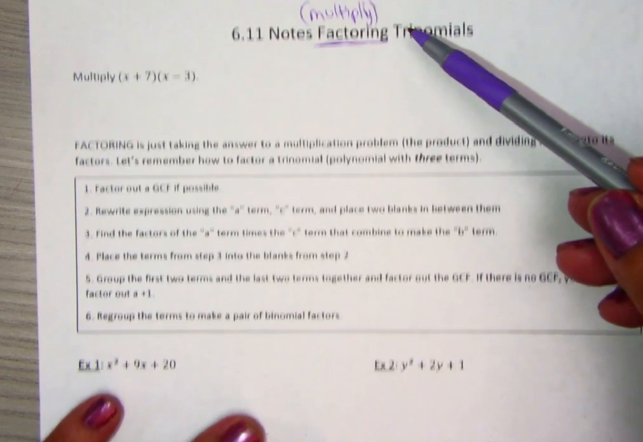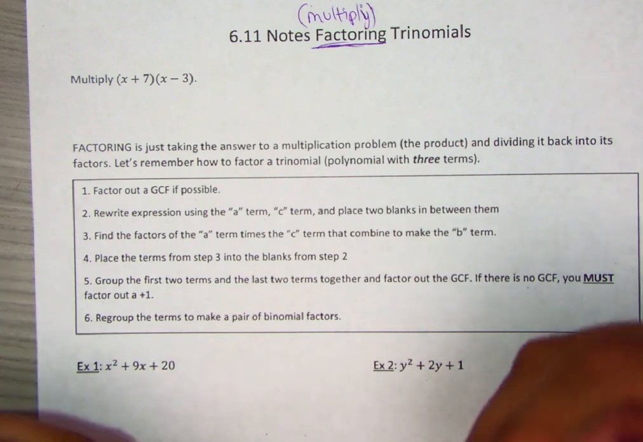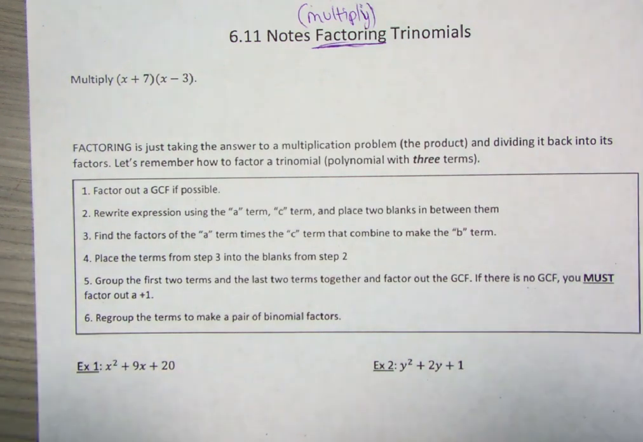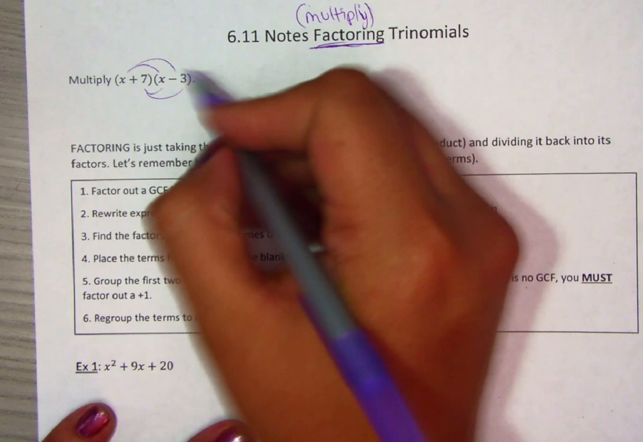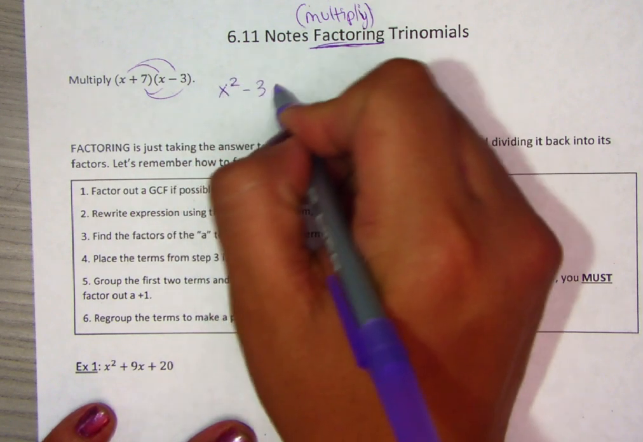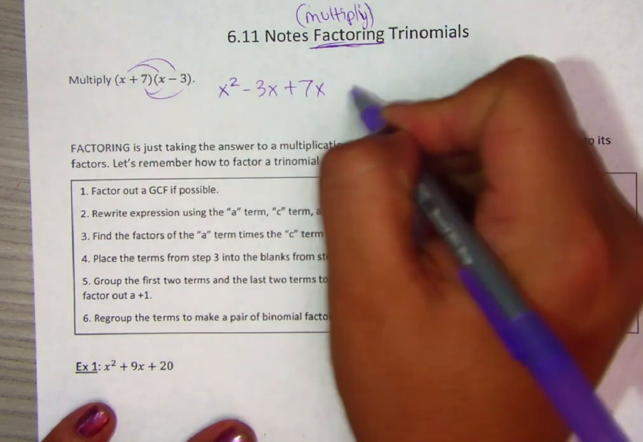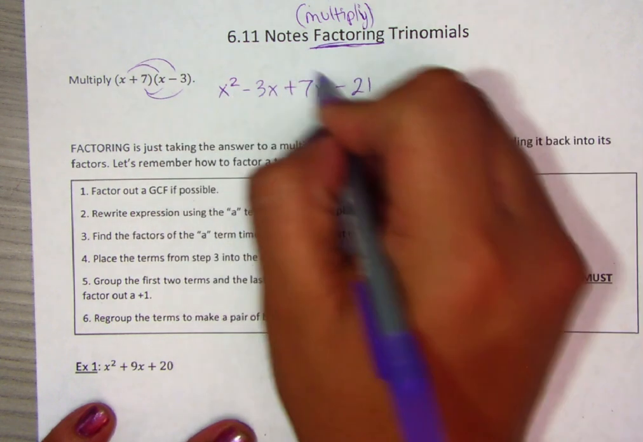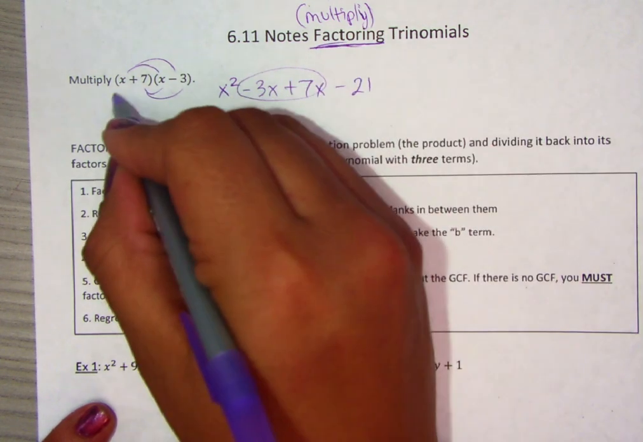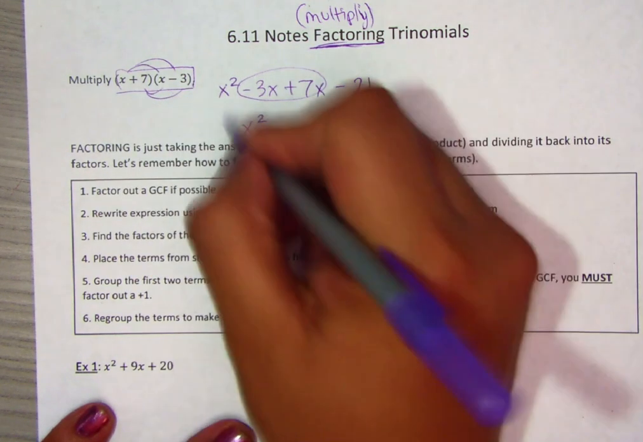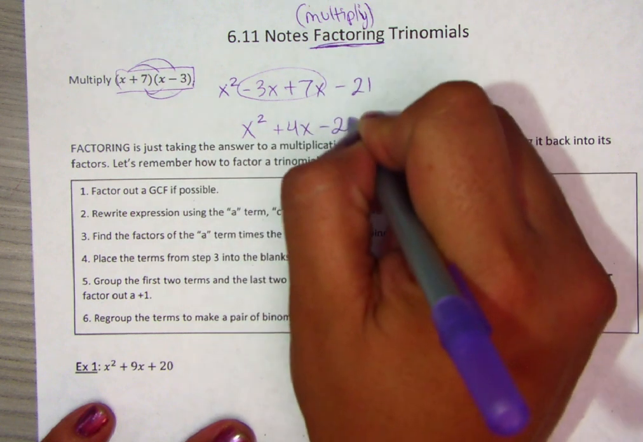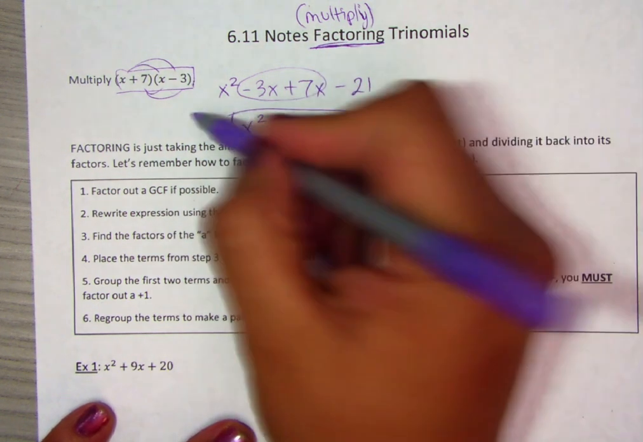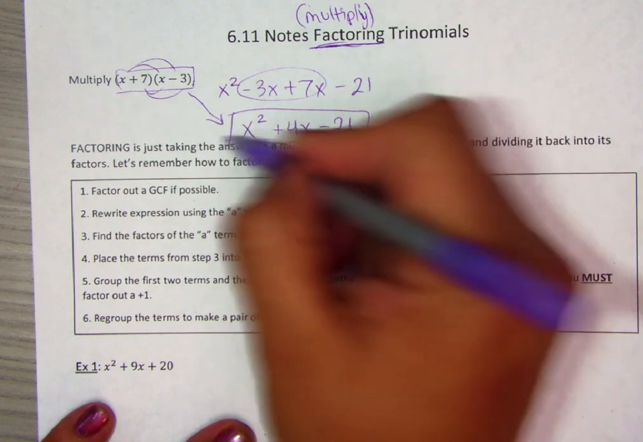Factoring is whenever you're multiplying two numbers. The factors are two numbers that you multiply to get a product. So for example, these right here are factors that you multiply. If we multiply like this, we would get x squared minus 3x plus 7x minus 21. And then you will combine like terms. So the answer for this multiplication or factor form will be x squared plus 4x minus 21. So we can say that these two factors became this trinomial.